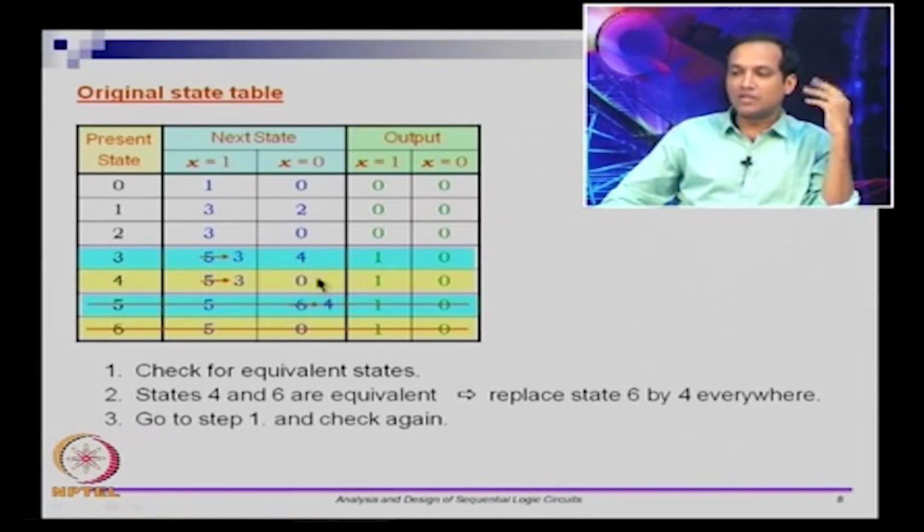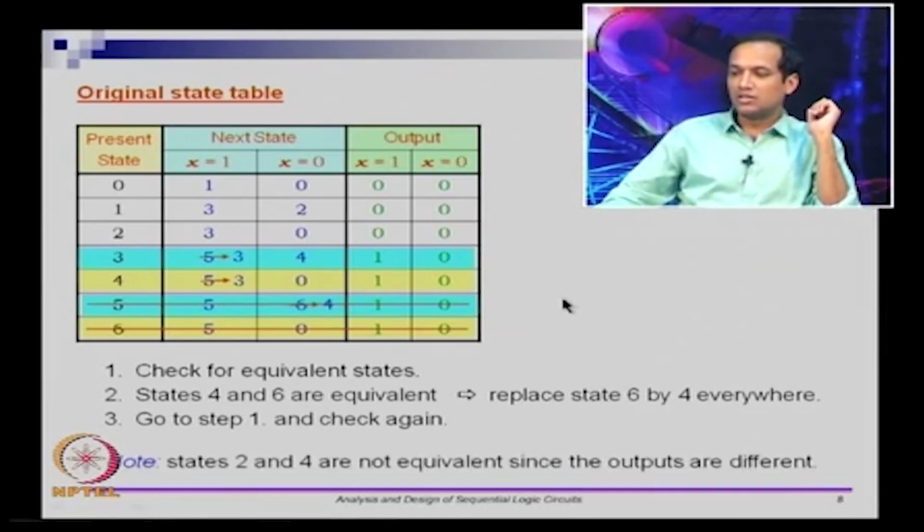I can go and check if there are any more equivalences. So I see a 3 2 here, 3 0 here, 3 4 here, 3 0 here, and a 1 0 here. So maybe states 4 and 2 could potentially be equivalent, but I go and look at the output. One is producing 0 0 as the output for 1 0 combination, and another is producing 1 0. So that makes state 2 and 4 not equivalent to each other. So this leaves me with 5 states.